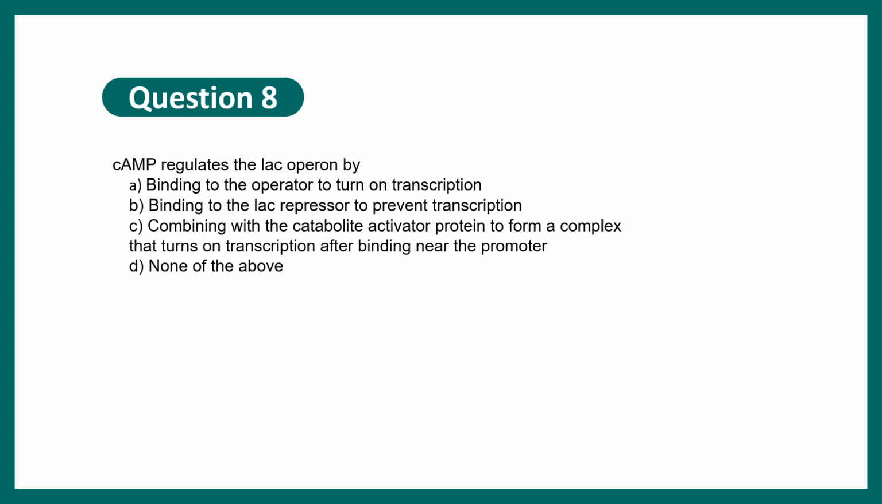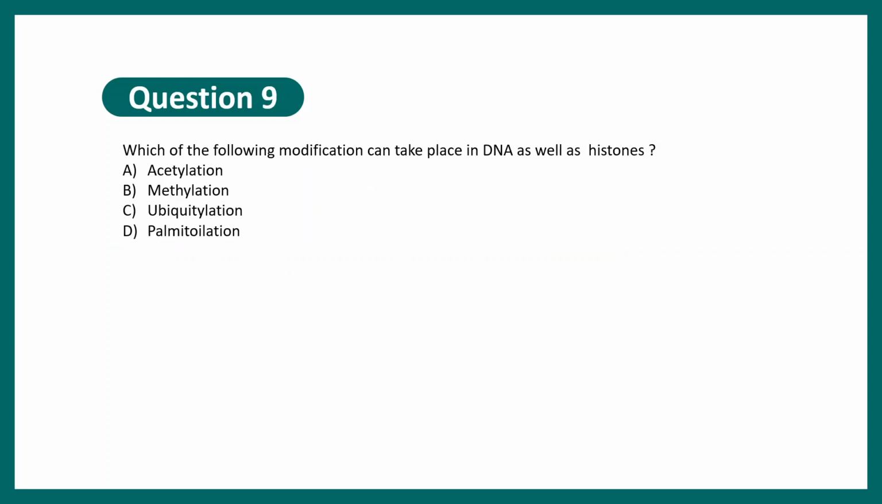Question number 8, it is from the lac operon, and these kinds of questions are really common. Cyclic AMP regulates the lac operon by binding to the operator to turn on transcription, binding to the lac repressor to prevent transcription, combining with the catabolite activator protein to form a complex that turns on transcription after binding near the promoter, or none of the above. Here the correct answer would be option C. If you want to learn in detail, you can find the lac operon video in the I button.